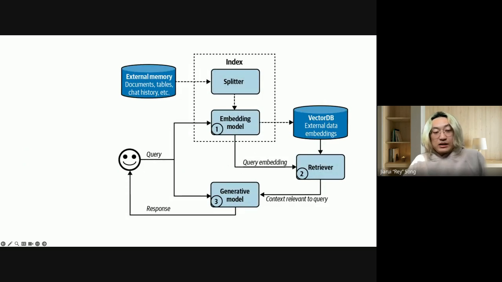So this is a whole architecture with the embedding models, vector DB, retriever, and generative model included. For the external memory, we go through a splitter, feed it into embedding models, and store it in the vector DB. Then when users submit a query, it also gets embedded using the embedding model. The retriever compares the query embedding with the vector DB to fetch the context relevant to our query for the generative model. Then the generative model has enough context to craft a very relevant response.